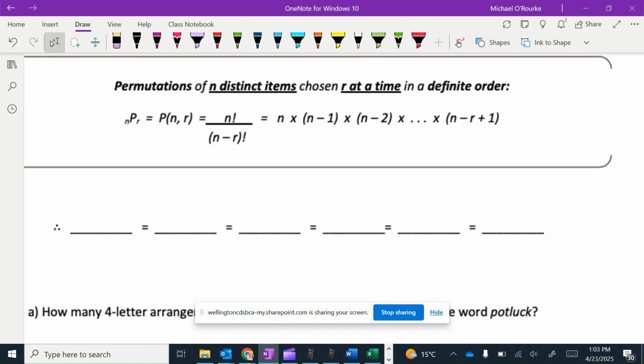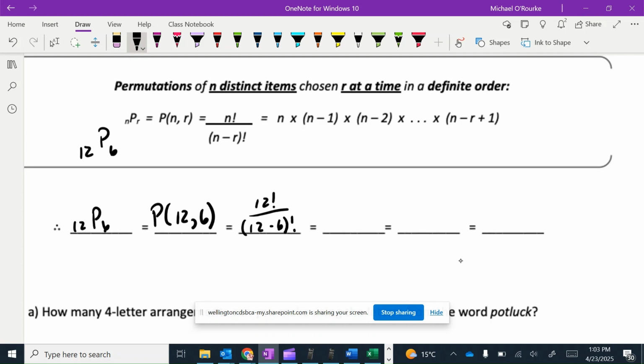So these are all the different ways that you can express a permutation. So let's say we're doing like 12P6. We could write 12P6, or sometimes you'll see it written 12 comma 6, or you'll see it as 12 factorial divided by 12 minus 6 factorial, which would equal 12 factorial over 6 factorial, which makes sense along those lines. Okay, so all those are equal, right?